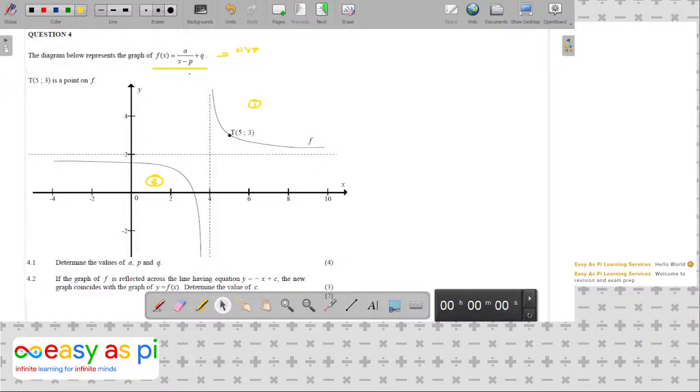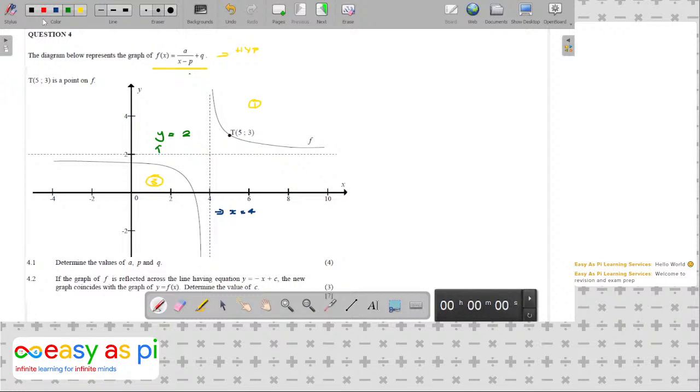Right, so you'll notice I gave you a little bit of extra time there, but let's see how we would answer this. Remember we said that the p-value is the vertical asymptote. What is the equation of this vertical asymptote? The equation of this line is x is equal to 4, which means that my p-value is 4. And the equation of this horizontal line passing through y equals 2 would be y is equal to 2.